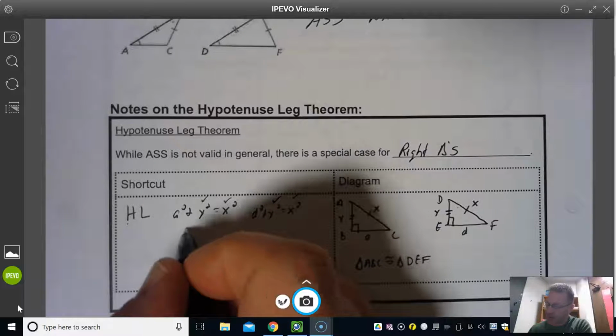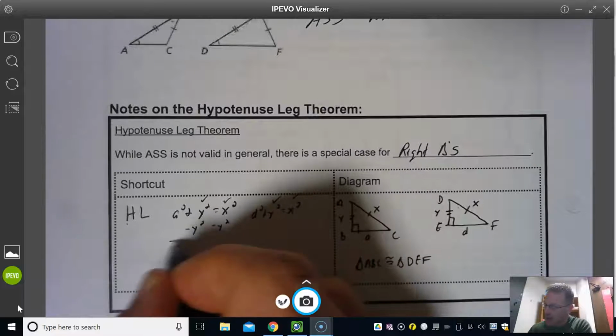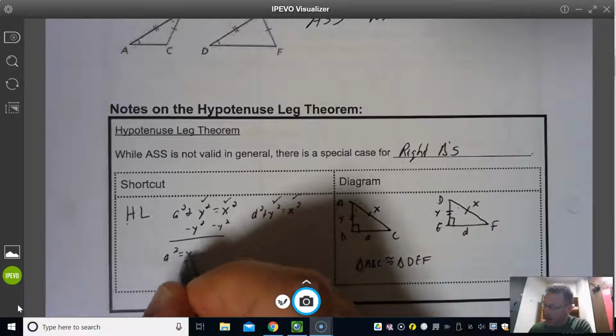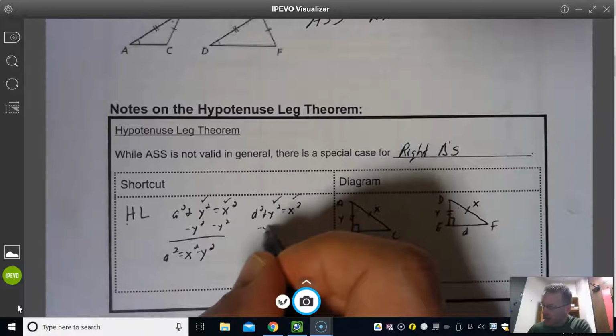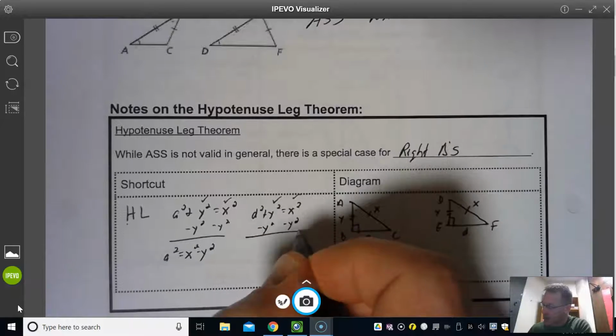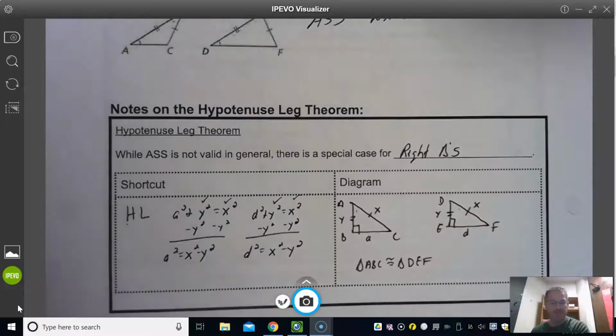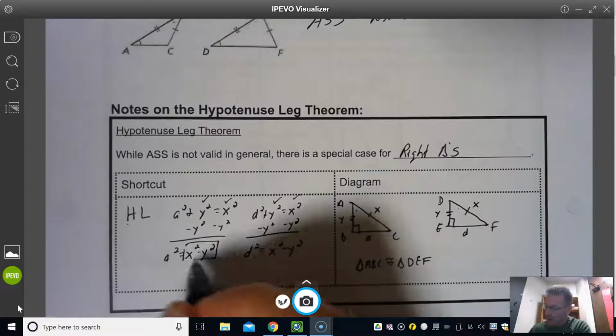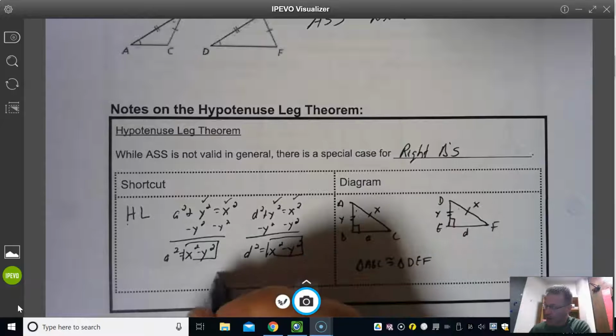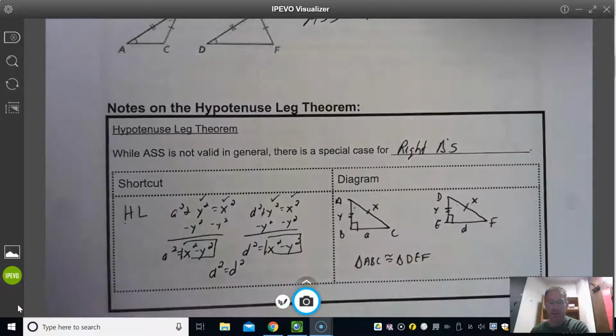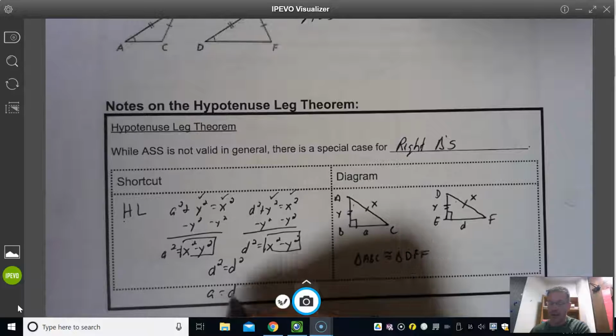Because notice, if I subtract Y squared from both sides, I get A squared equals X squared minus Y squared. And if I subtract Y squared from both sides here, I get D squared equals X squared minus Y squared. Right? So X squared minus Y squared, X squared minus Y squared. So that means that A squared has to equal D squared. And that implies that A has to be equal to D.